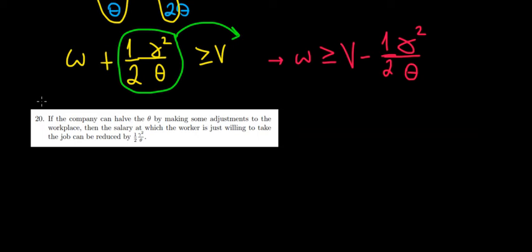Let's have a look at question 20 now. If the company can halve the theta, the cost of effort, by making some adjustments to the workplace, then the salary that the worker is willing to accept will be reduced by this amount. So what is the intuition here?